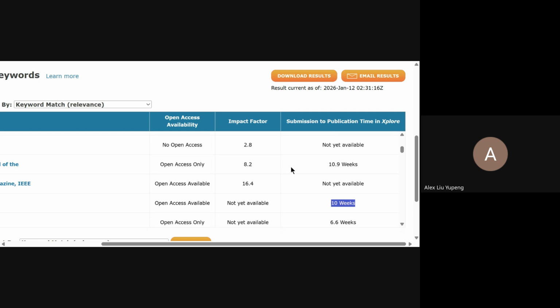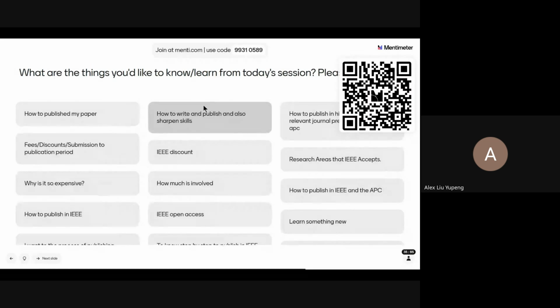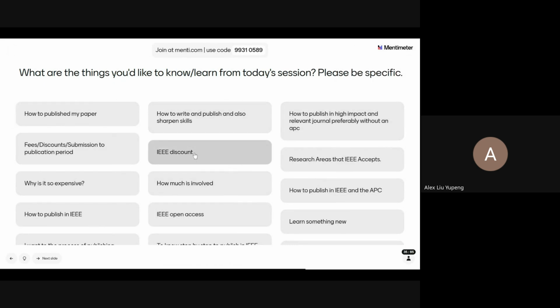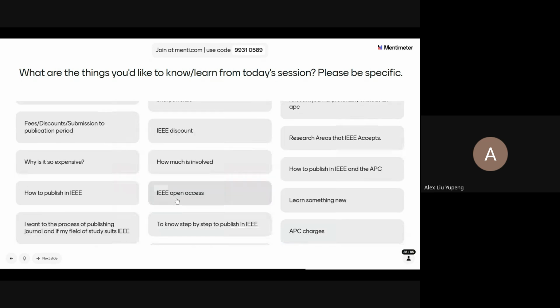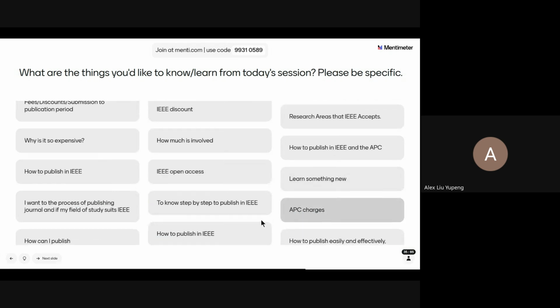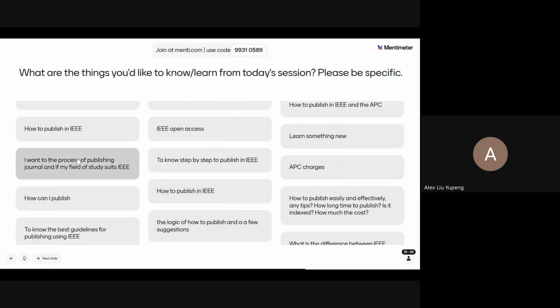All right, so that's the last thing I'd like to share. Before I end that, let me share this tab. These are the questions that you ask. Again, most of your questions are too generic. How to publish, IEEE discount, which is quite specific, which I answered. How much? Learn new APC process. We talk about the process.